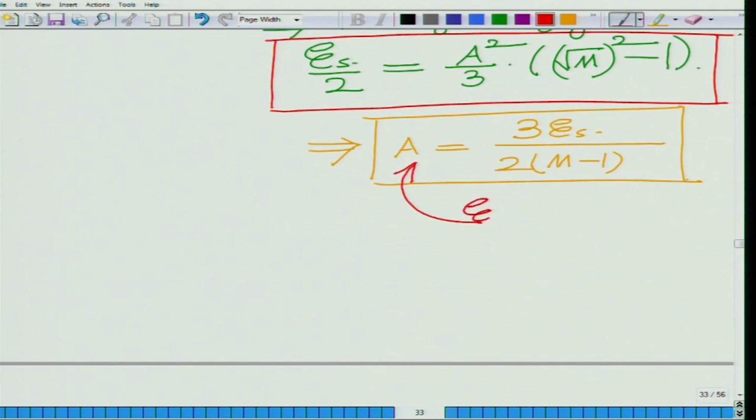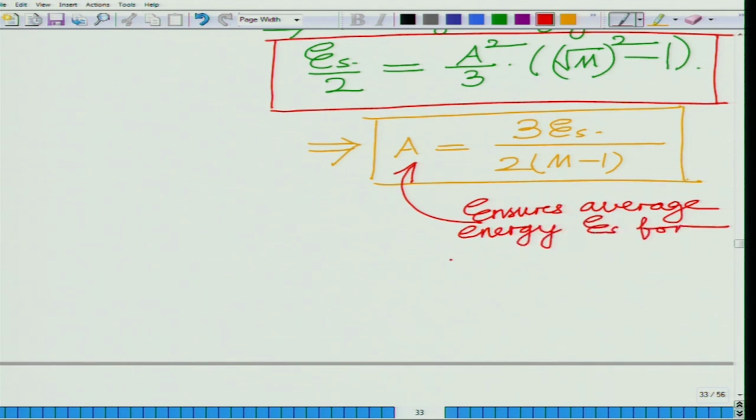So, this ensures, remember what is the constraint here, ensures average energy Es for the M-ary QAM.